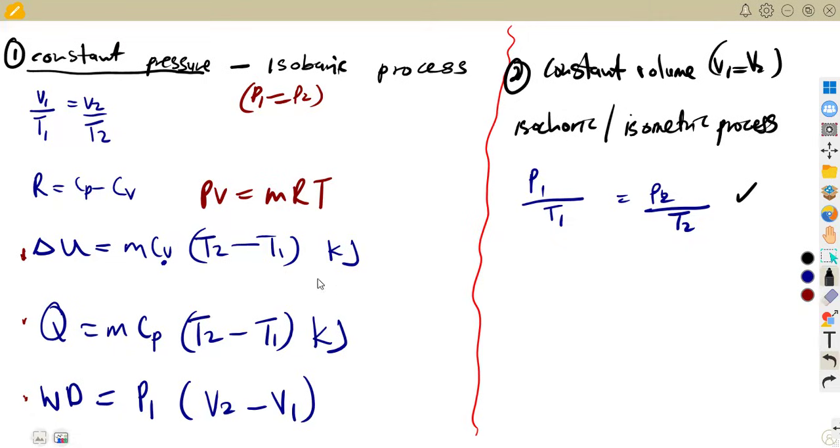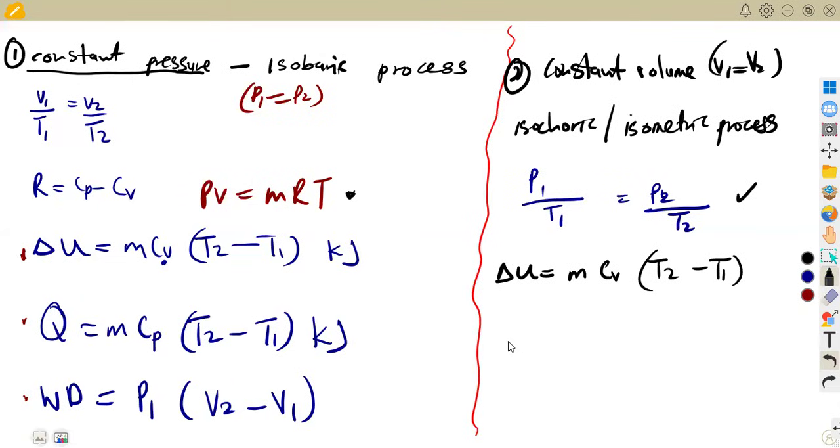All right, so everything there is not going to change, guys. The PV is equal to MRT. Like I said, this one is a universal thing. So talk about the energy, all right? Talk about the change in internal energy. The change in internal energy this time is going to be given by mCv times the change in temperature, that's T2 minus T1, just like the previous case.